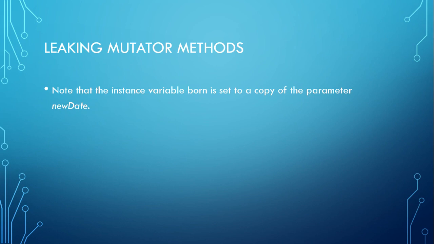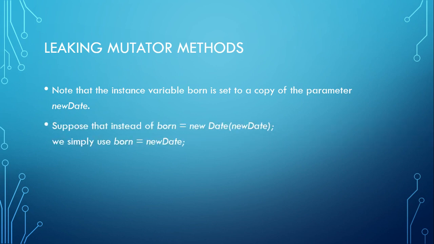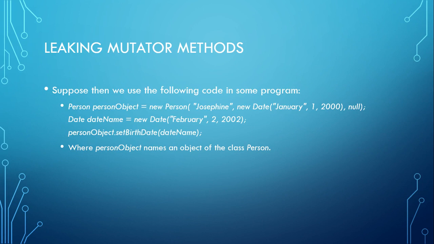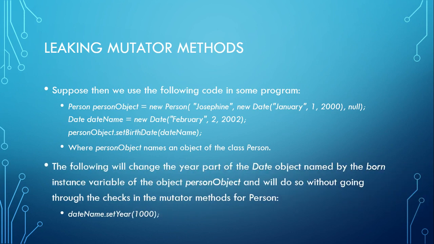You'll note that the instance variable born is set to a copy of the parameter newDate. Suppose that instead of born = new Date(newDate), we use simply born = newDate. Suppose then we had the following code in some program: Person personObject = new Person("Josephine", new Date(January 1st, 2000), null); Date dateName = new Date(February 2nd, 2002); personObject.setBirthDate(dateName); where personObject names an object of the class Person. The following would change the year part of the date object named by the born instance variable of personObject, and will do so without going through the checks and mutator methods of our Person: dateName.setYear(1000).